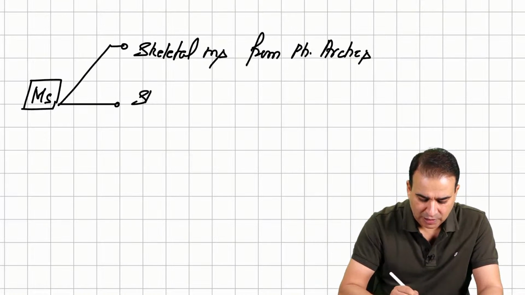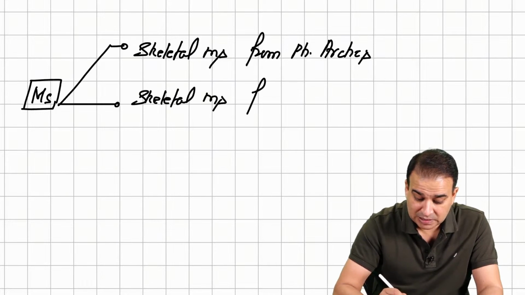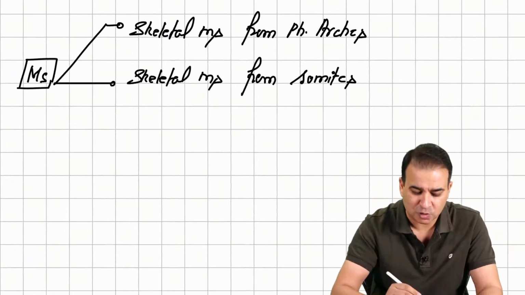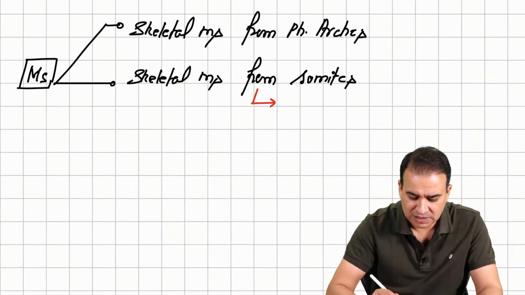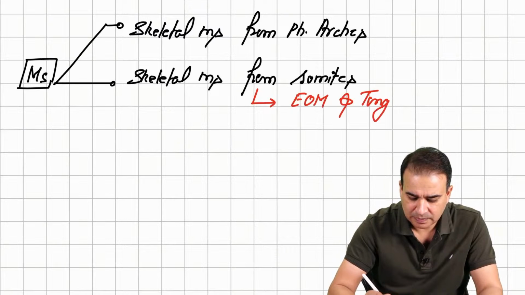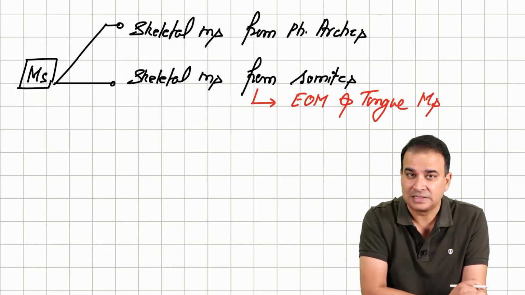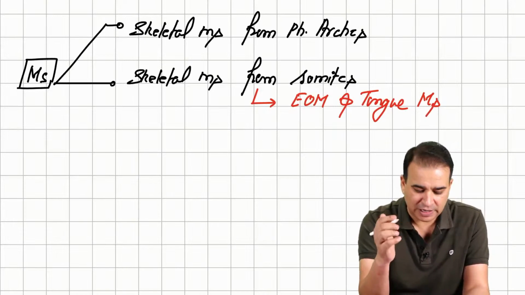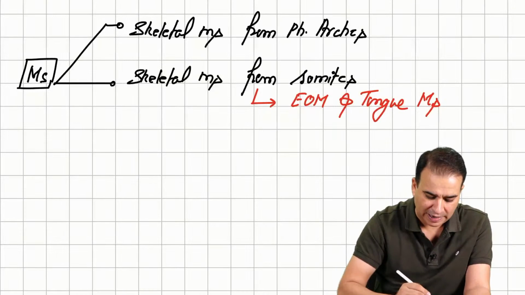Then we have the second group, again skeletal muscles only, but these are skeletal muscles from somites. Now, what are somites? Don't bother about that. We'll discuss somites in detail in the embryology part, but you should know that somites or somatic muscles include the extraocular muscles and tongue muscles. You already know the muscles from the pharyngeal arch. Now we're looking at the skeletal muscles derived from somites, that is, extraocular and tongue muscles.